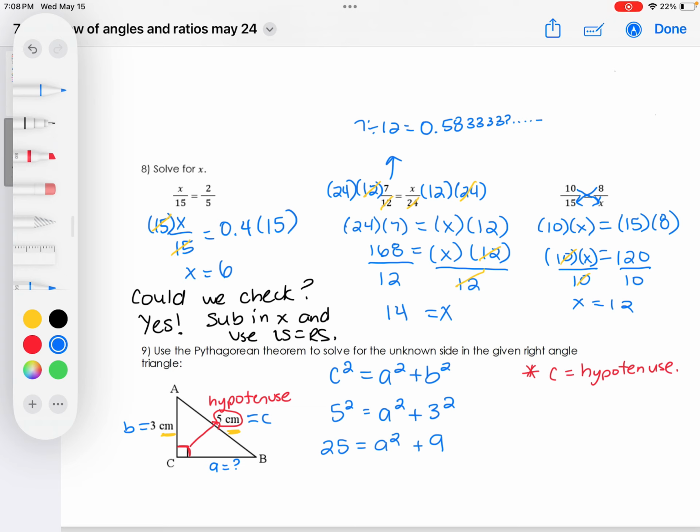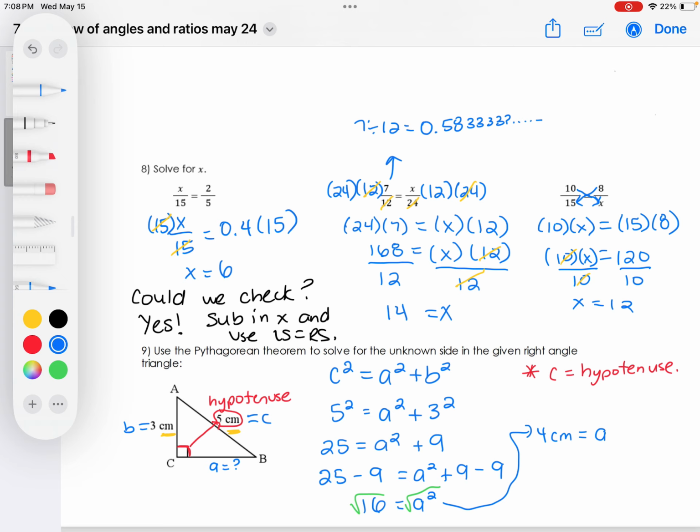Now I have to isolate A. This time the variable's on the right hand side. That's okay, we can do it. That means we need to subtract 9 from the right hand side to get rid of the 9, which means I have to do that on the left hand side as well. 25 minus 9 is 16. And then don't forget, in order to do the inverse operation of squared, it's going to be 4. The square root of 16 is 4, and then don't forget to put the unit.